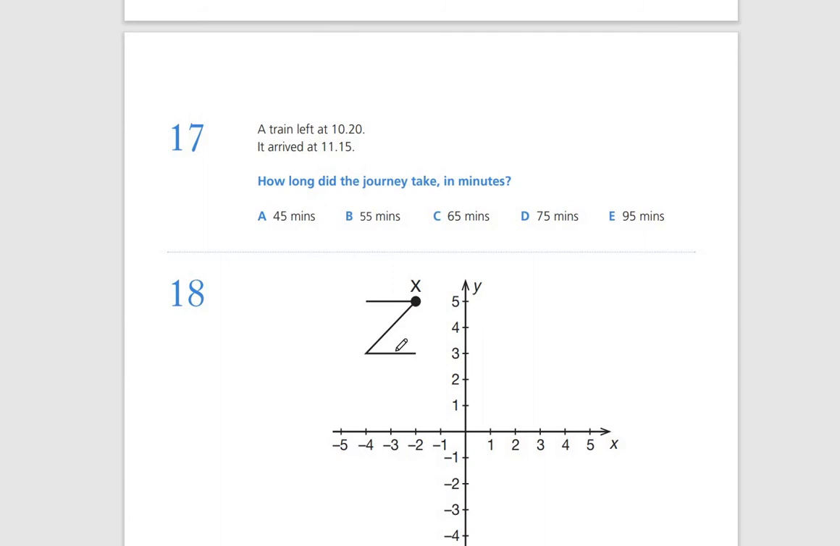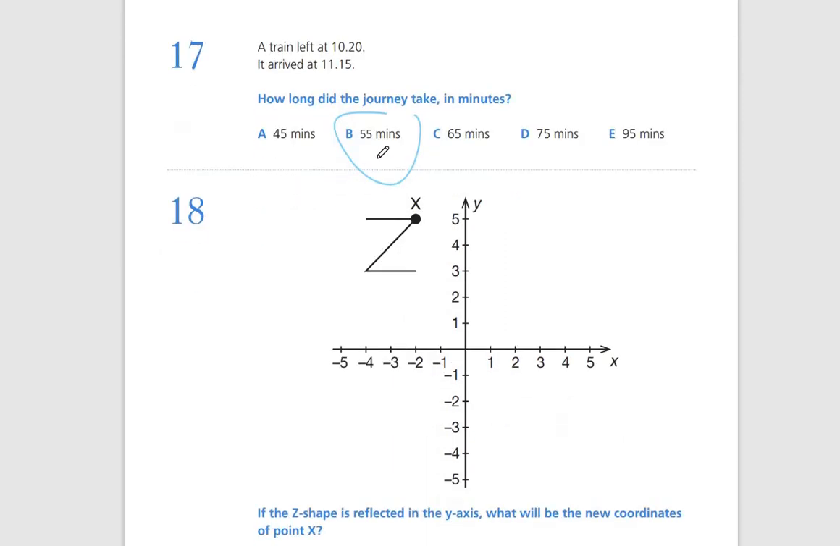17. The train left at 10:20. It arrived at 11:15. How long did the journey take in minutes? If it was 1 hour, at 11:20, it's 11:15, so 5 minutes back. So if you had 1 hour, 60 minutes, 5 minutes back, 55 minutes. So the answer is B.